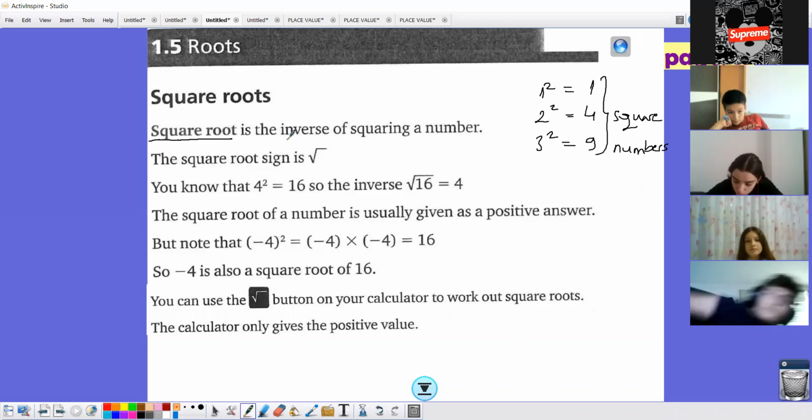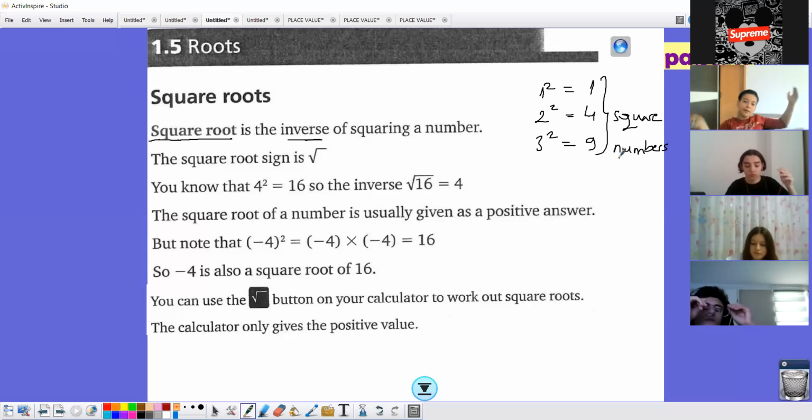Square root is the inverse of squaring a number. Okay, inverse. So we are going back. Opposite. If 1 square is 1, square root of 1 will be 1 again. If 2 square is 4, square root of 4 will be 2. If 3 square is 9, square root of 9 will be 3.